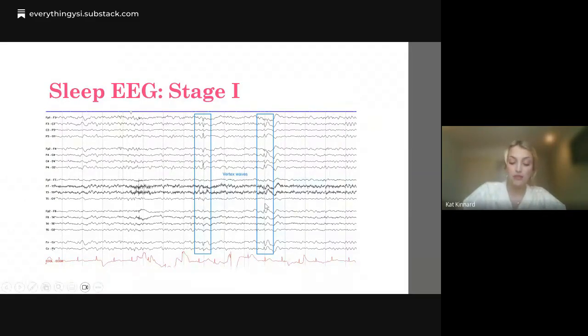So alpha activity begins to disappear. If you look at those posterior chains, you don't really see that nice alpha anymore. You're seeing more theta frequency activity. And so we know that the patient is becoming drowsy. Most of us pass this stage without realizing it. And it's also the stage where people experience that sudden feeling of falling before going to sleep.